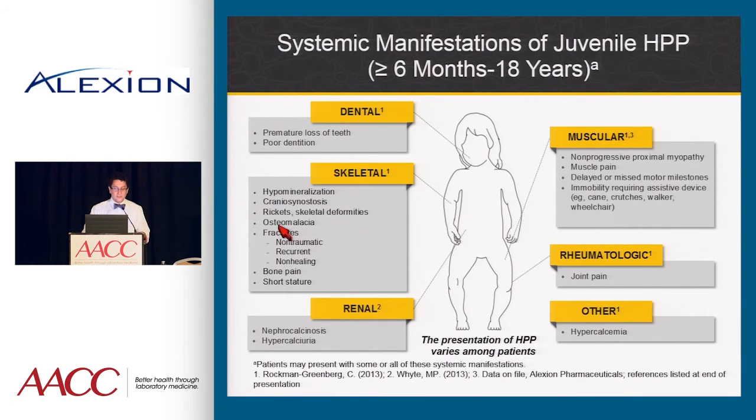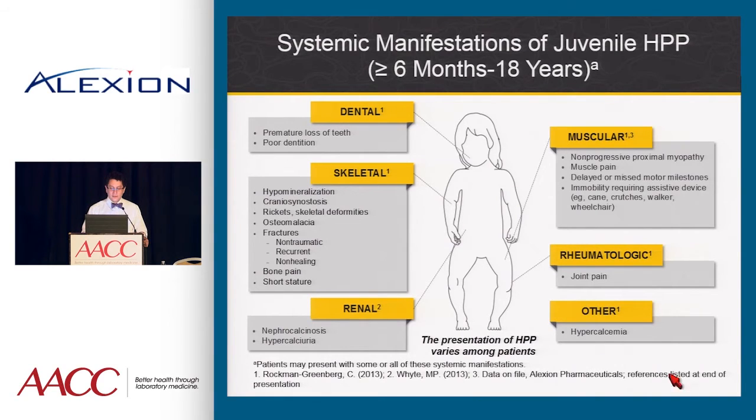Obviously, with the skeletal, we talked about hypomineralization, the craniosynostosis, and the rickets. Here we start to see, as the kid is mobile, you can imagine that they're much more prone to fractures. And the thing that's unique about these fractures is they'll have a fracture, it will be set, but it will not heal correctly, and it will break again. They'll have a recurrent fracture. And that's a real red flag for anybody in metabolic bone, a non-healing fracture.